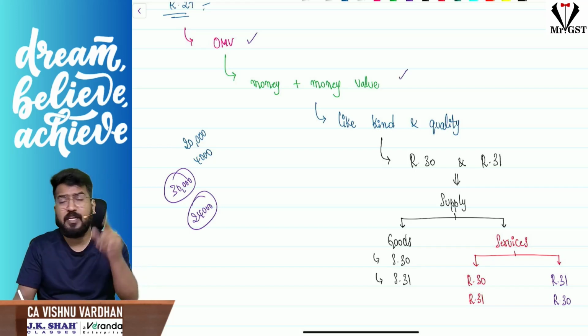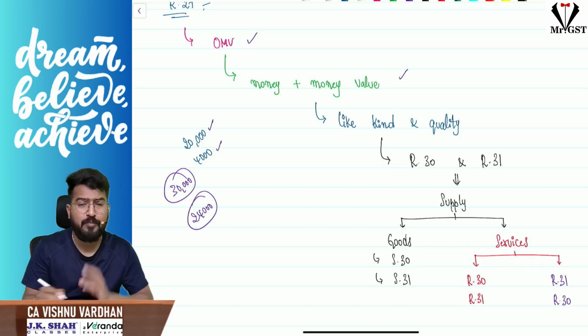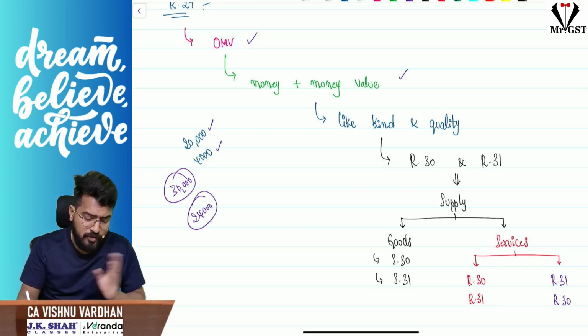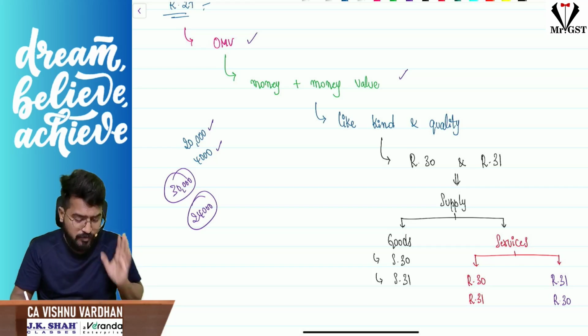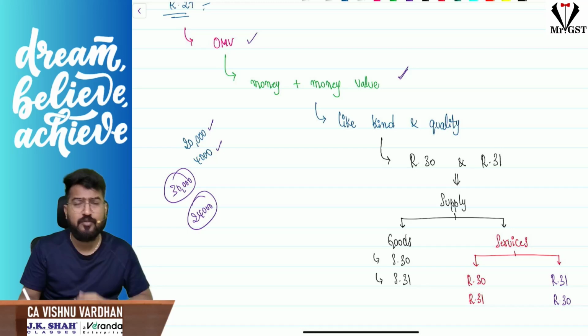Money plus money value of the non-monetary consideration. I gave 20,000 rupees and I gave a mobile which is worth 4,000. So now 20,000 plus 4,000 will be the value of supply. That means 24,000. No, sir, open market value is not available. This money value, non-money value also I am not able to identify.